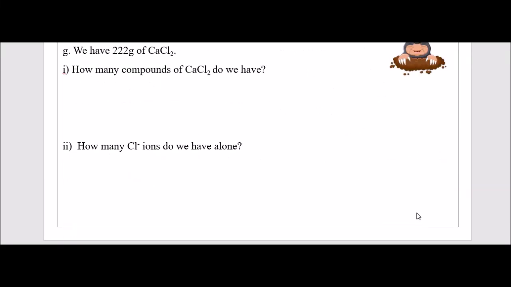Part G, we have 222 grams of calcium chloride, which is apparently a very happy thing according to this mole at the other side of.